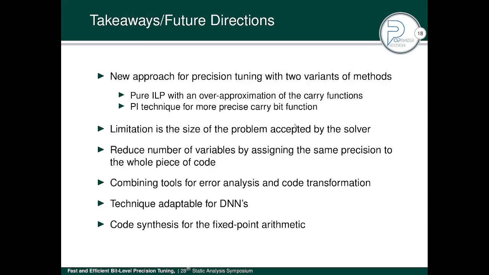So, to sum up, we have presented in this article a new approach for precision tuning with two kinds of methods. The first one is a pure ILP with an over-approximation of the carry bit function, and the second one is the policy iteration technique for more precise carry bit functions. Many research directions are possible. The first one is to use a commercial solver such as CPLEX in order to solve larger ILP problems. Also, we can reduce the number of variables by assigning the same precision to a whole piece of code, such as the same expression or the same loop or conditional, etc. We aim to combine POP with other tools of code transformation or error analysis. And in the long term, our technique is also adaptable for GNNs and for synthesizing code for fixed point arithmetic.